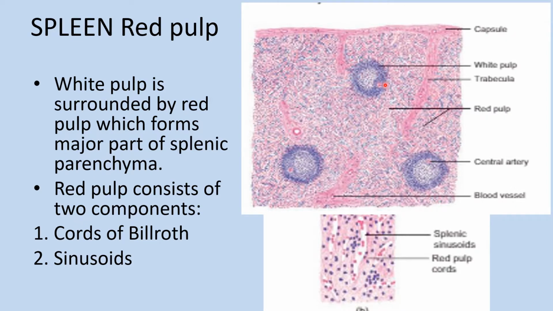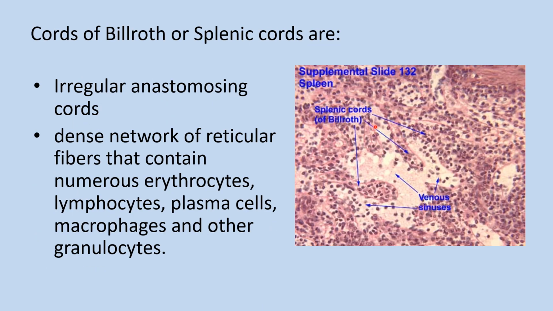The white pulp is surrounded by the red pulp, which forms a major part of the splenic parenchyma, and it consists of splenic sinusoids and the splenic cords, also called cords of Billroth. These cords of Billroth are irregular anastomosing cords, a dense network of reticular fibers that contain numerous erythrocytes, lymphocytes, plasma cells, macrophages, and other granulocytes.